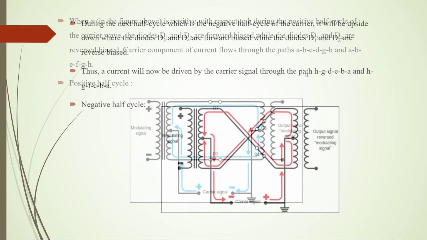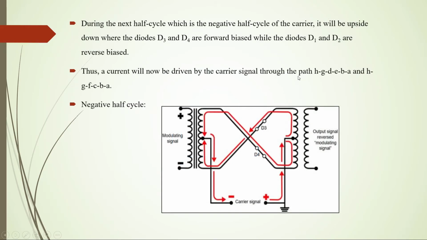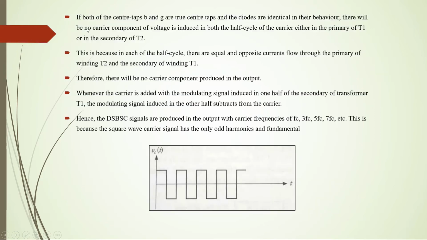Meanwhile, for the negative half cycle, it will be upside down because H is positive with respect to A. So diodes D3 and D4 are forward biased, while diodes D1 and D2 are reverse biased. So it will flow from H to A. This is the flow HGDEBA and HGFCBA. If both of the center taps, B and G, are true center taps and the diodes are identical in their behavior, there will be no carrier component induced in either half cycle of the carrier.